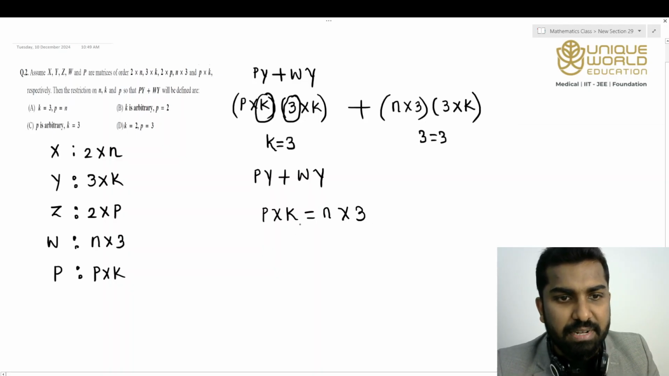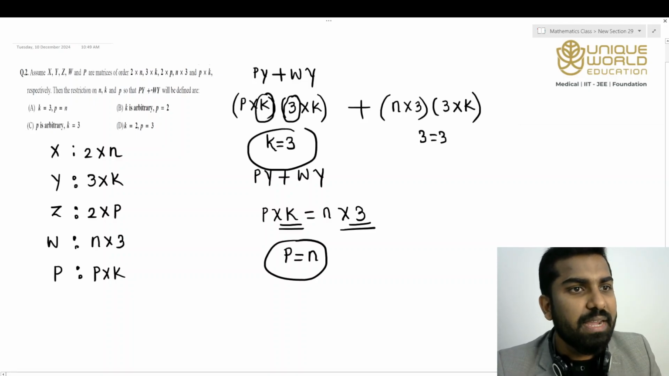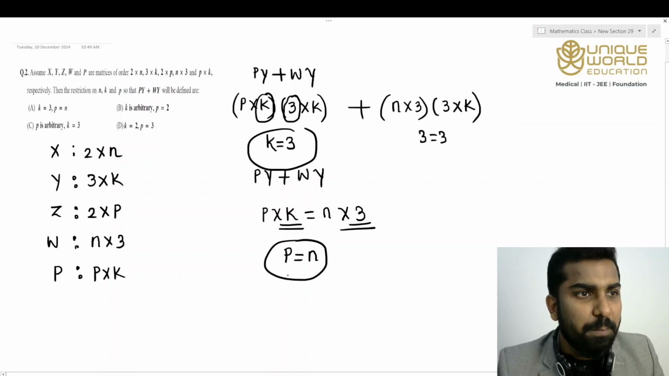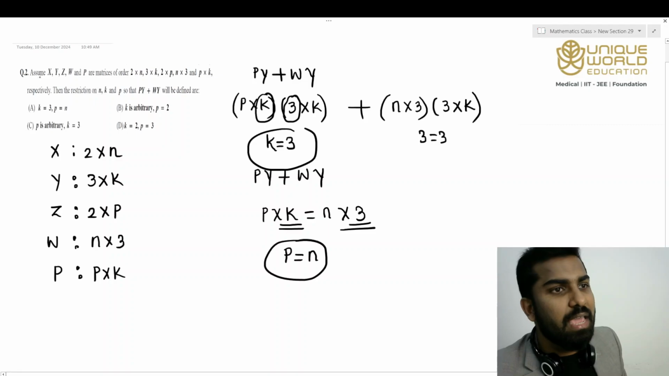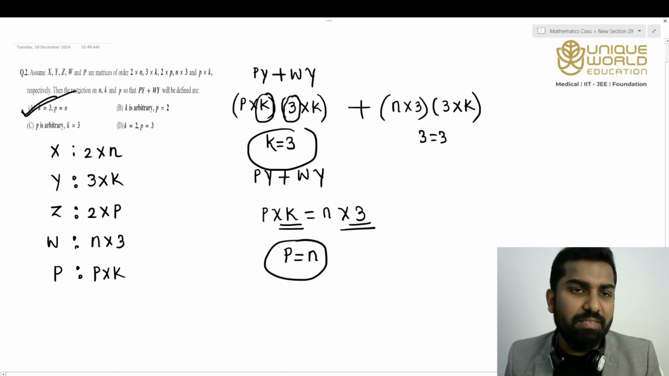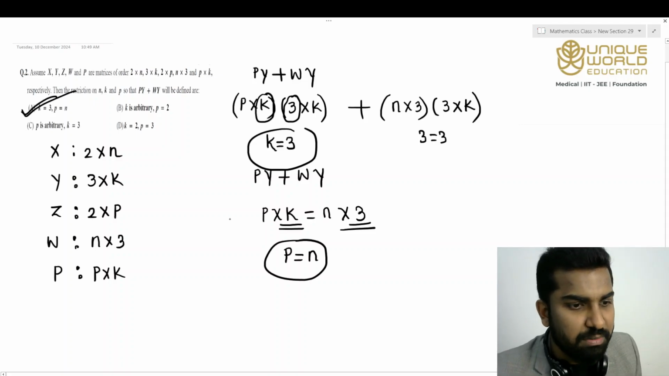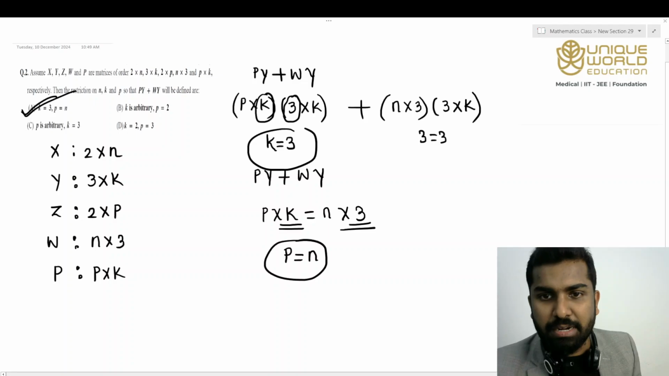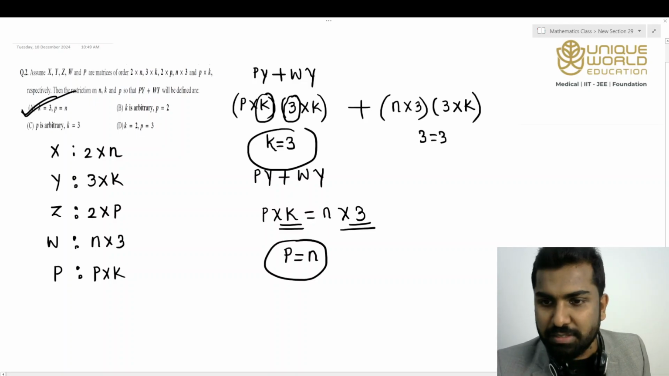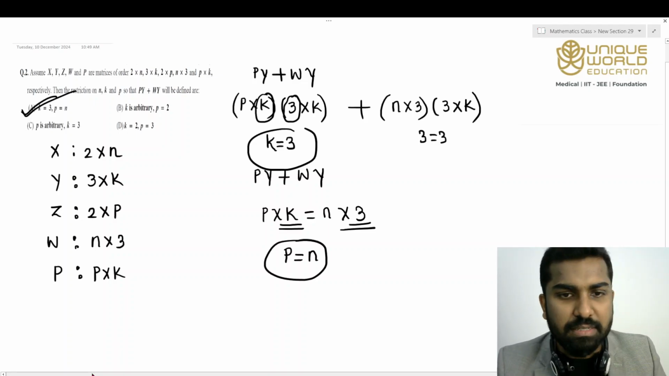K we already defined, k will be equal to 3. So definitely we can write p will be equal to n as well. So the condition for defining py plus wy is that p must be equal to n and k must be equal to 3. That means option 2 is the correct answer. So p will be equal to n and k will be equal to 3. That's all about the second question. I hope the second question is also clear to everyone. So let's go for the third question.